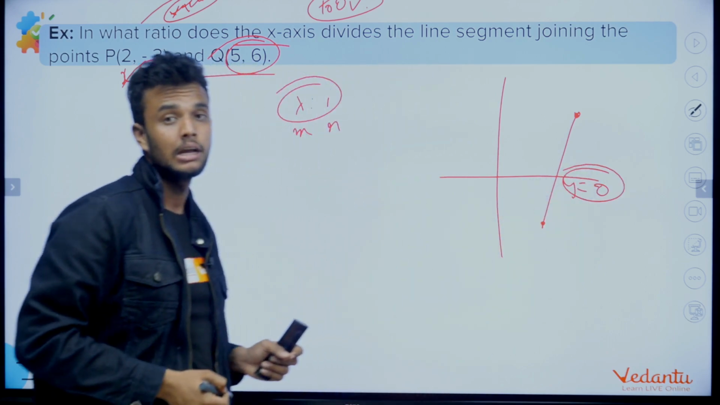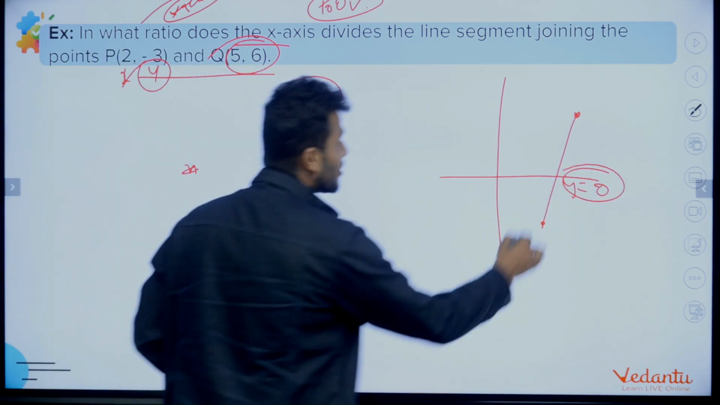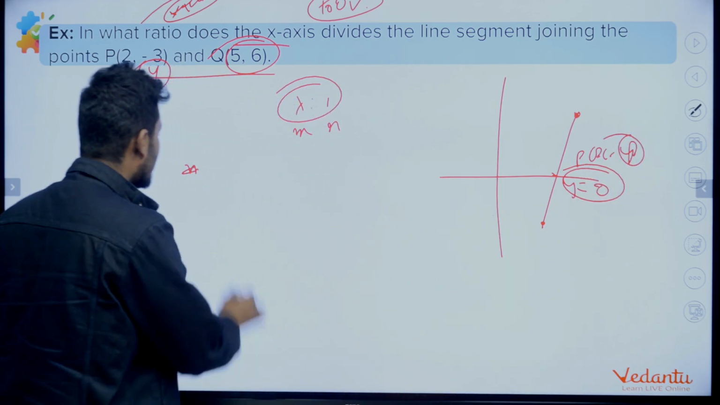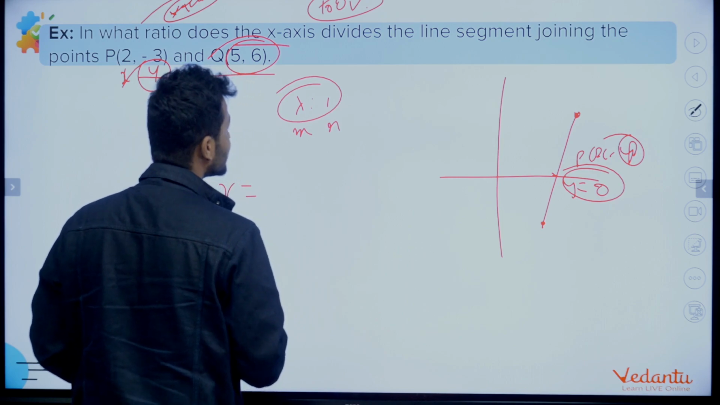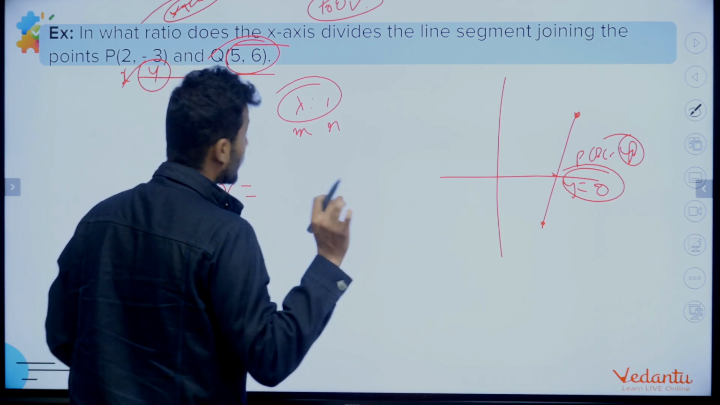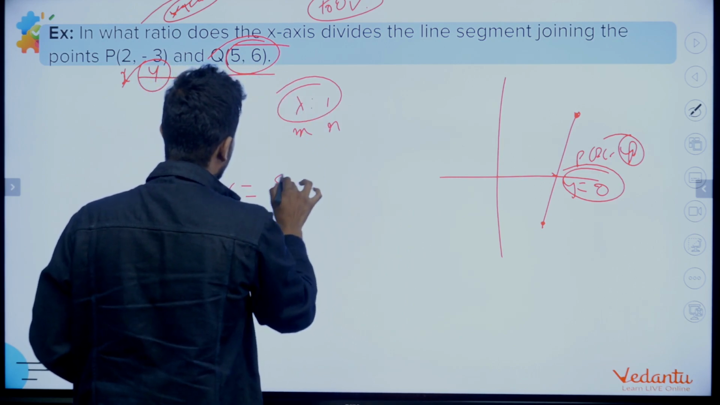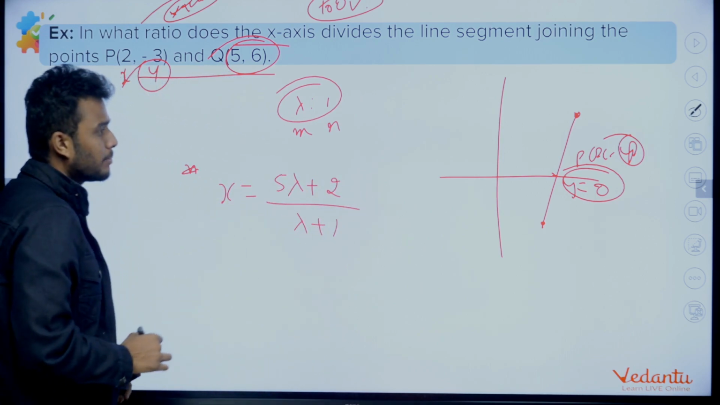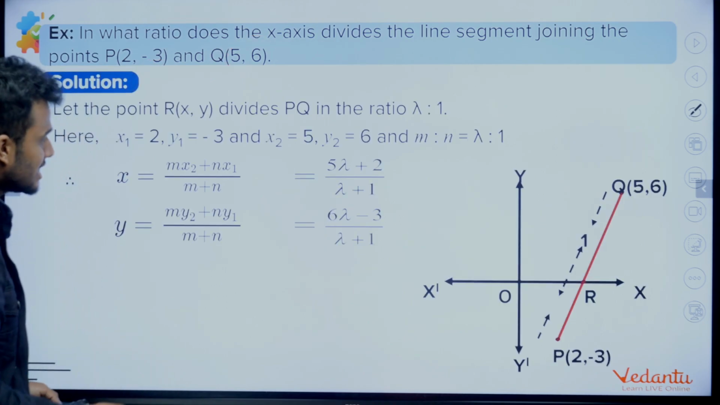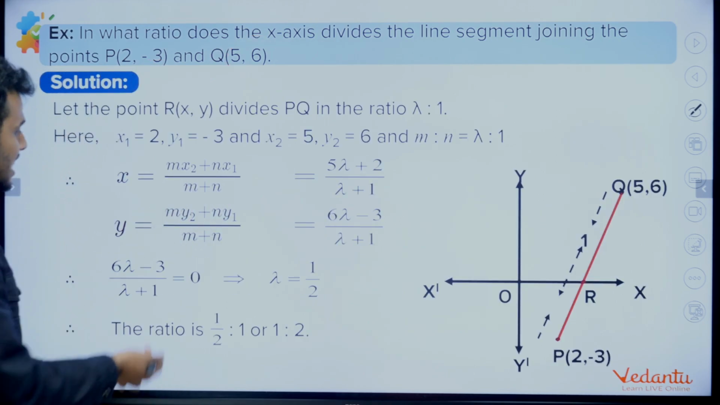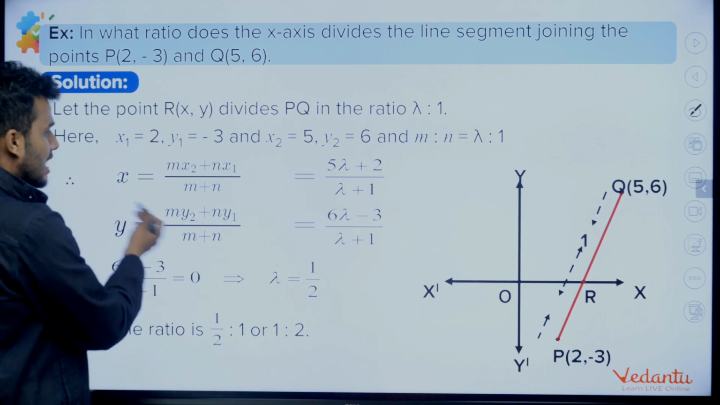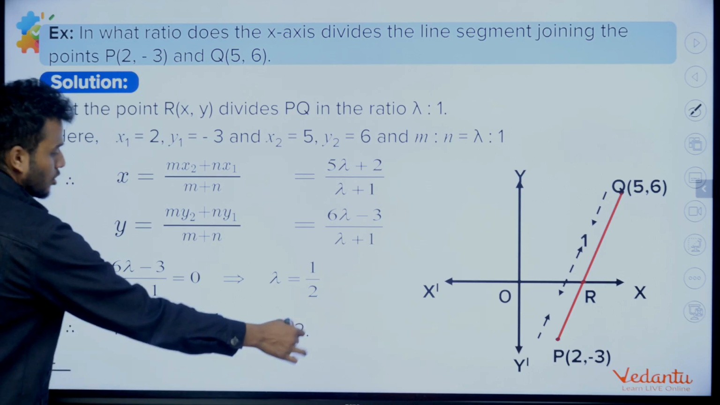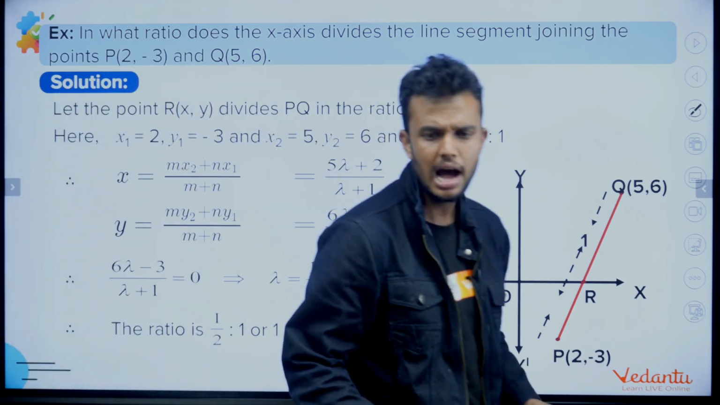There is no y coordinate. Y value becomes 0. X comma y is there now. Y coordinate becomes completely 0. Then what is the x coordinate? X coordinate is equal to mx2 plus nx1. Lambda into 5 plus 2, divided by lambda plus 1. If you solve this now, you can easily get the answer. Then x comma y, that becomes x comma y is equal to 0. Then you got the answer. Very simple. I hope it's clear.